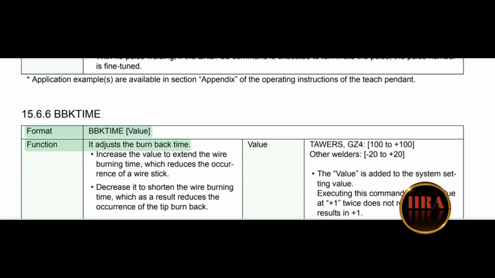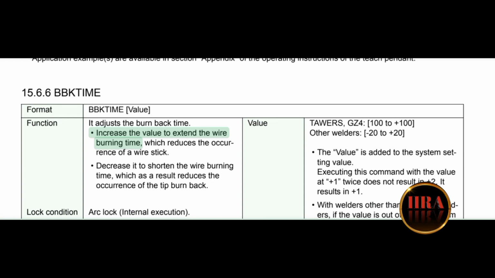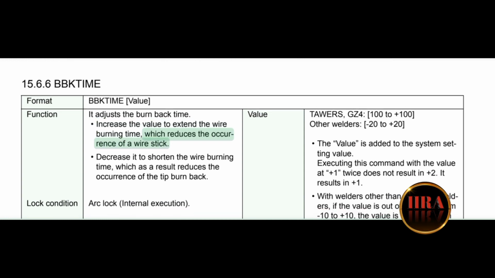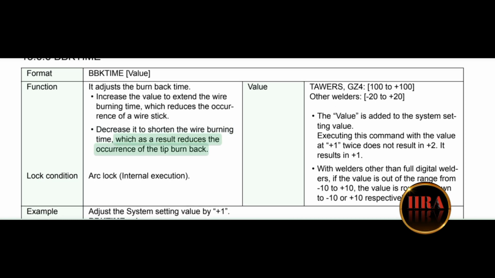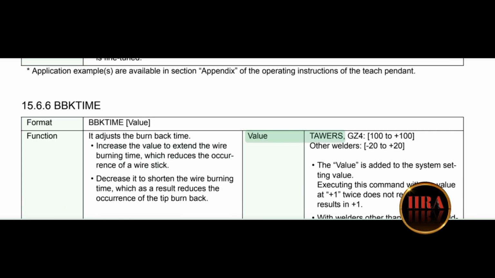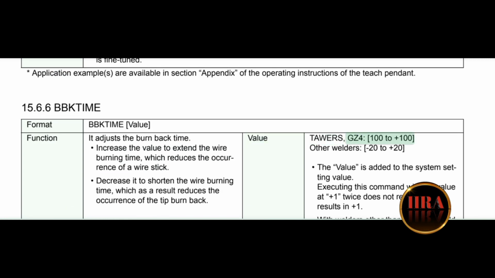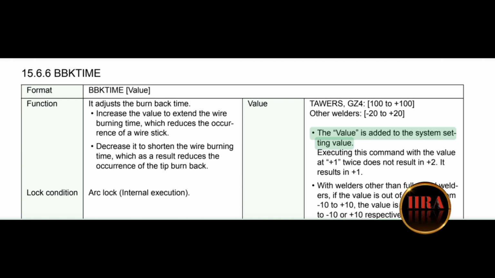Format: BBKTIME value. Function: it adjusts the burn back time. Increase the value to extend the wire burning time, which reduces the occurrence of a wire stick. Decrease it to shorten the wire burning time, which as a result reduces the occurrence of the tip burn back. Value: TAWERS, GZ4, -100 to +100. Other welders, -20 to +20. The value is added to the system setting value.